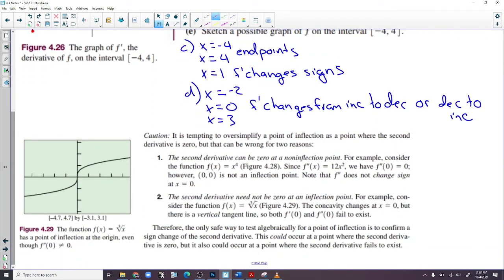Caution, it is tempting to oversimplify a point of inflection as a point where the second derivative is 0. But that can be wrong for 2 reasons. 1, the second derivative can be 0 at a non-inflection point. And 2, the second derivative need not be 0 at an inflection point. So it goes both ways. If the second derivative is 0, it doesn't mean there's an inflection point. And if there's an inflection point, it doesn't mean the second derivative is 0. It could be undefined.